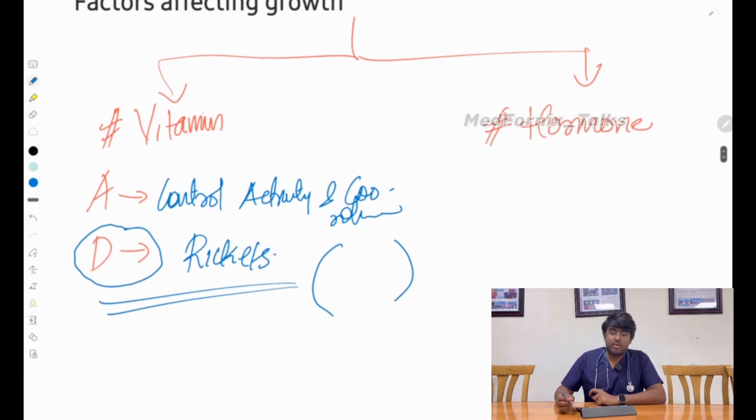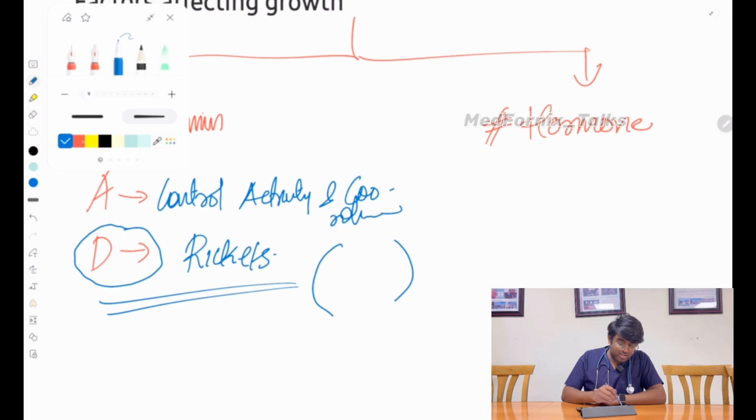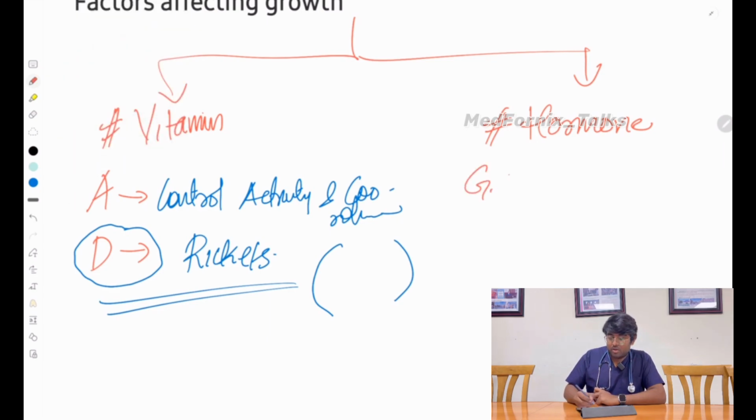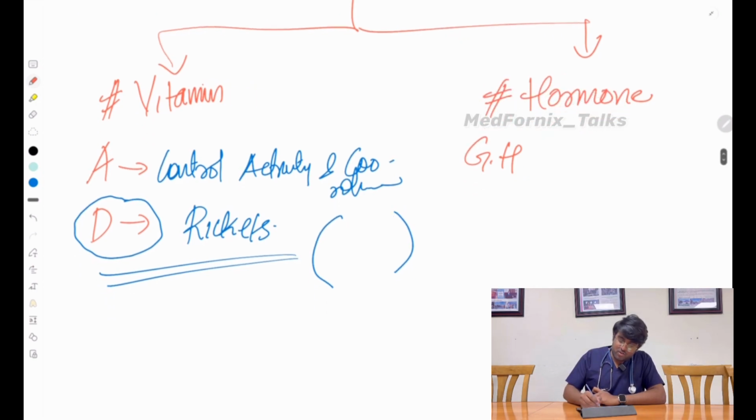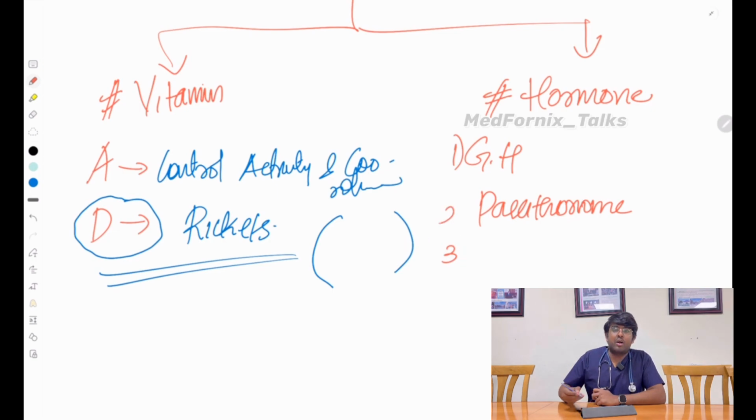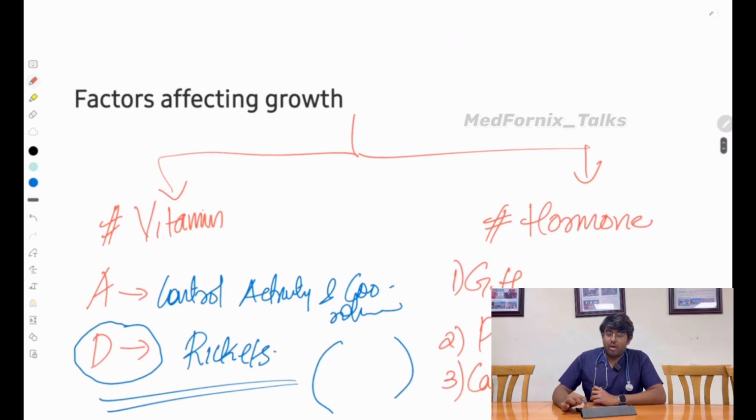Then next, the hormones. Which hormones are very important? Have you heard about the growth hormone, which helps in growth? This is the first hormone you should study about bone formation, growth hormone. The next one is parathormone. The third one is calcitonin. So these three hormones are very important for the growth of your bones.